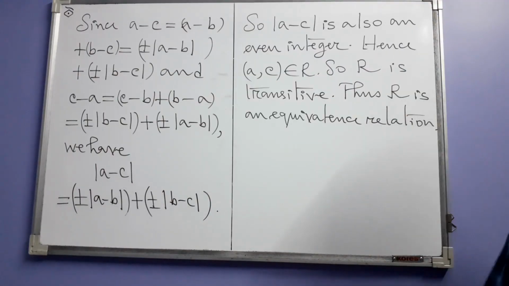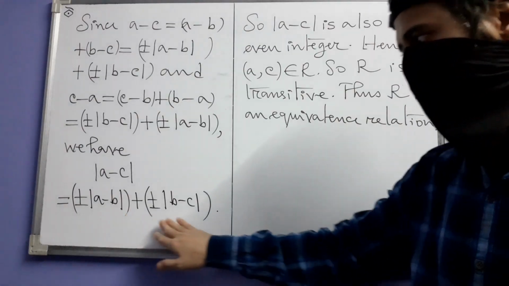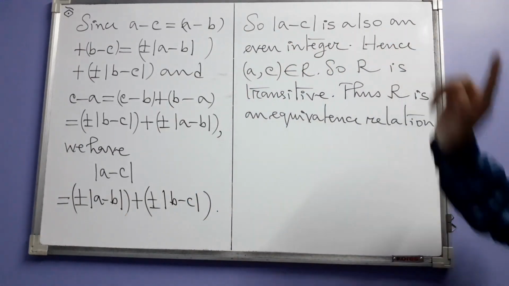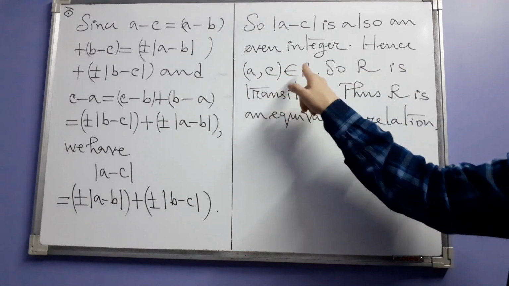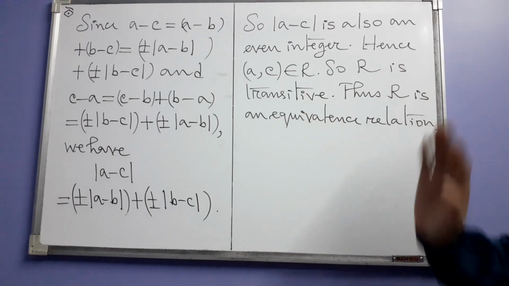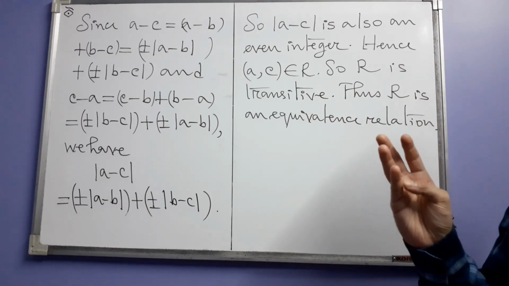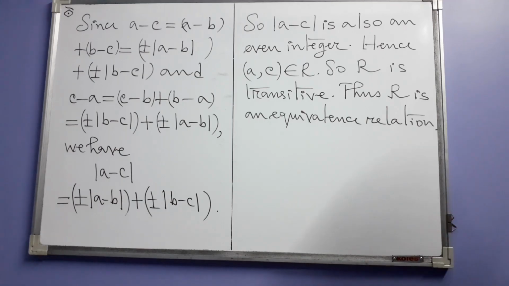So here we write the conclusion. Because of this thing and the fact that these two are even, this is also an even integer. So that makes this ordered pair a comma c an element of R, and that is why R is transitive. So being reflexive, symmetric and transitive, R is an equivalence relation. Now we go to the other parts.